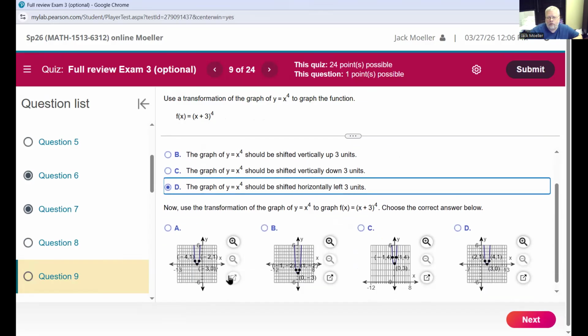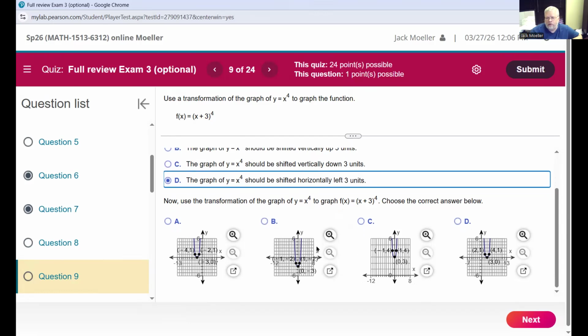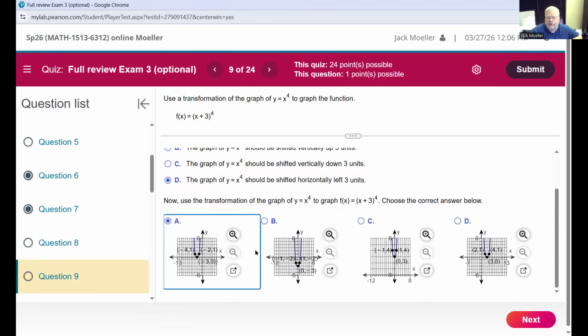And then how do you know which one of these is the right one? That one looks like it's moved left. That one's definitely moved down. That one's definitely moved up. D is definitely moved right. So A is the only one that's been moved left 3.